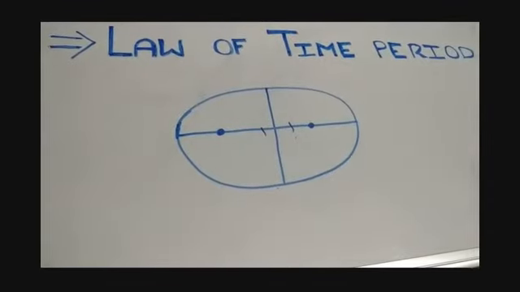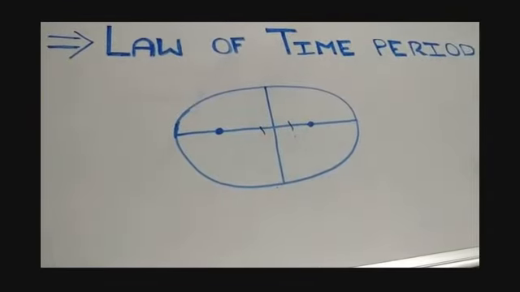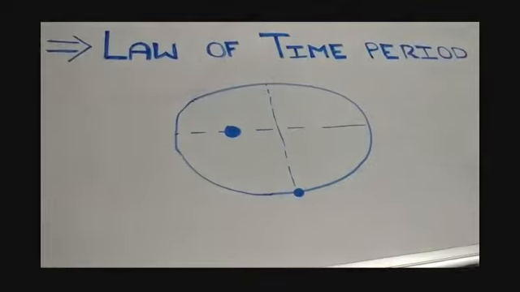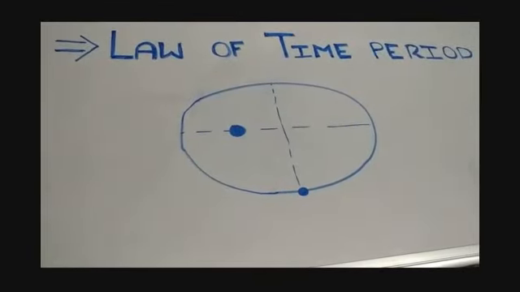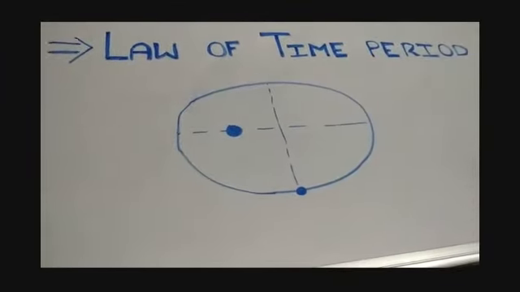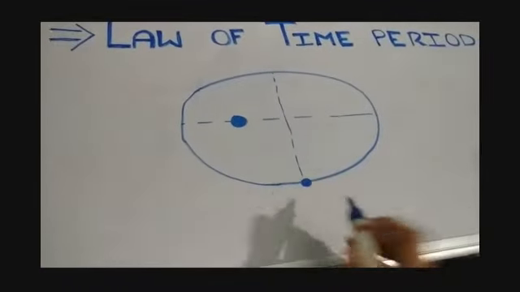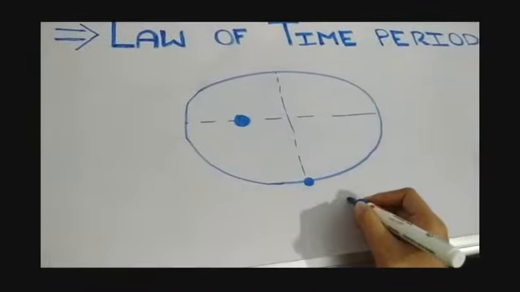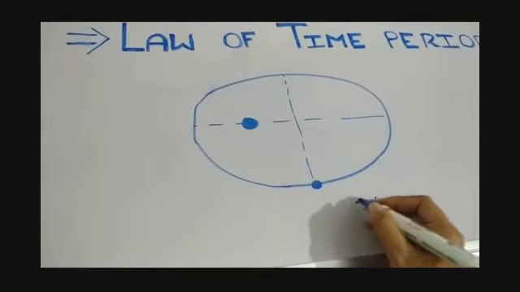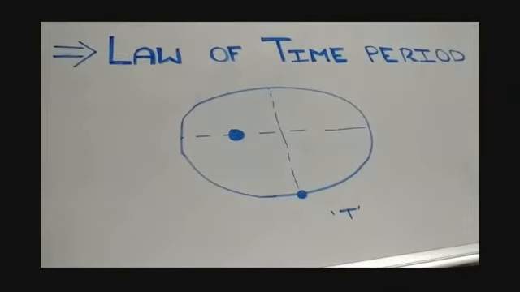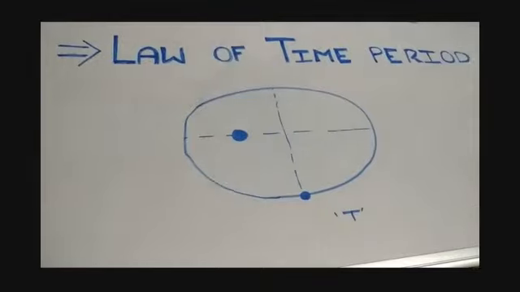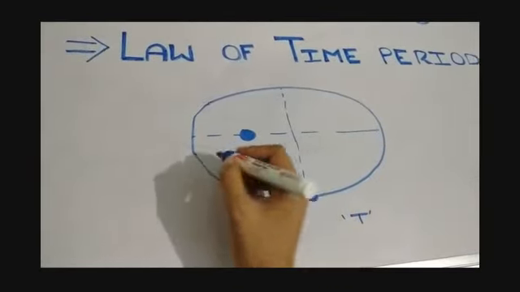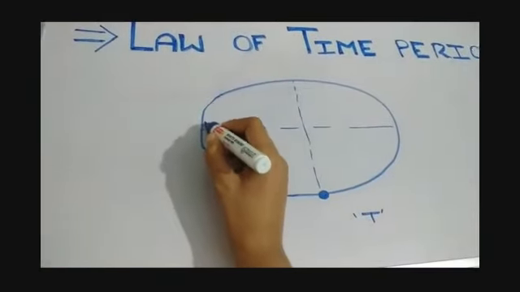Knowing the term semi-major axis, let's move on to our law. Let's suppose we have a planet revolving around a star, and the total time taken for this planet to revolve around this orbit be t. Let the distance of the semi-major axis be r. Let's mention it here.